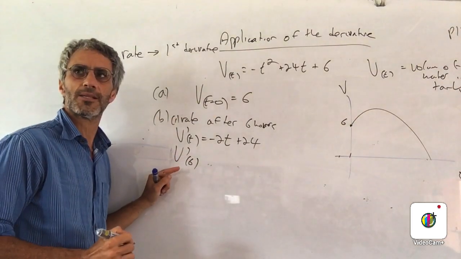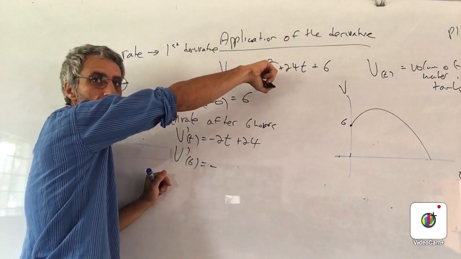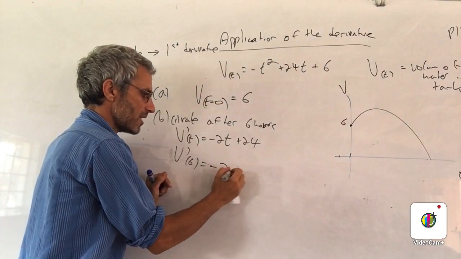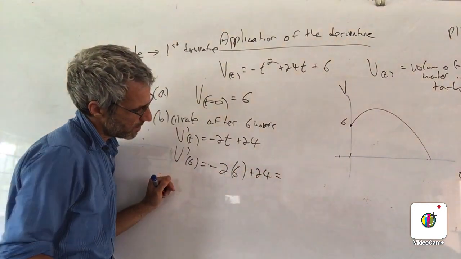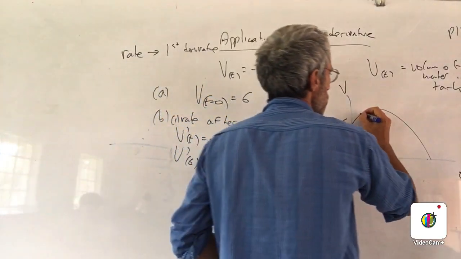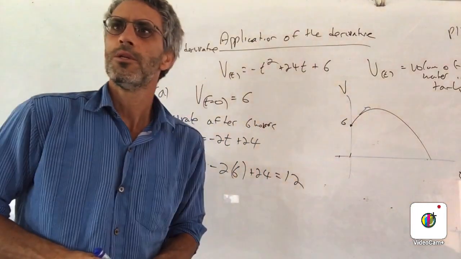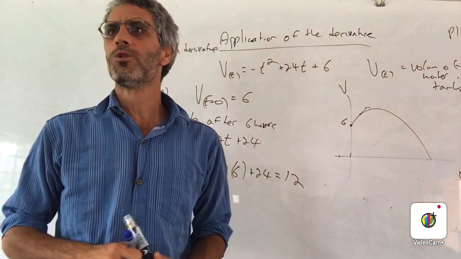Where do we sub 6? Into here. Into the derivative, not into the original. Okay? So it's going to be minus 2 times 6 plus 24. What do we get? 12. So in other words, we are still in the phase where the water level goes up. The amount of water that comes in is more than the amount of water that comes out.